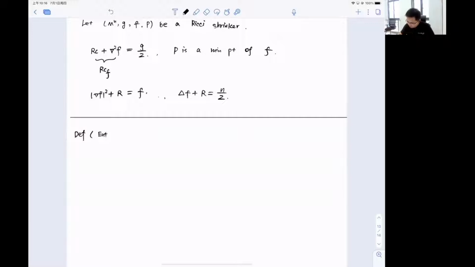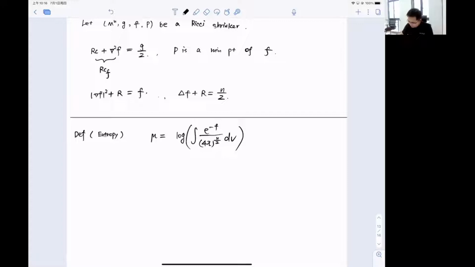our entropy as a quantity mu, which is defined as the log of the integral of e to the negative f over (4 pi) to the power n over 2 dV. So that means e to the mu is equal to the integral in the bracket. Now, for any Ricci shrinker, we can define such a quantity that is called the entropy.